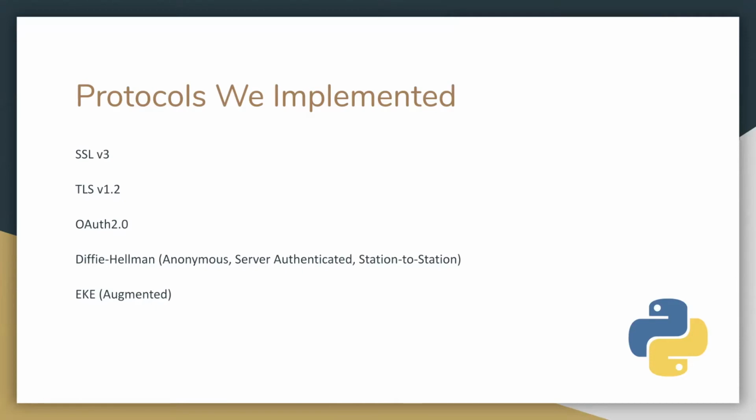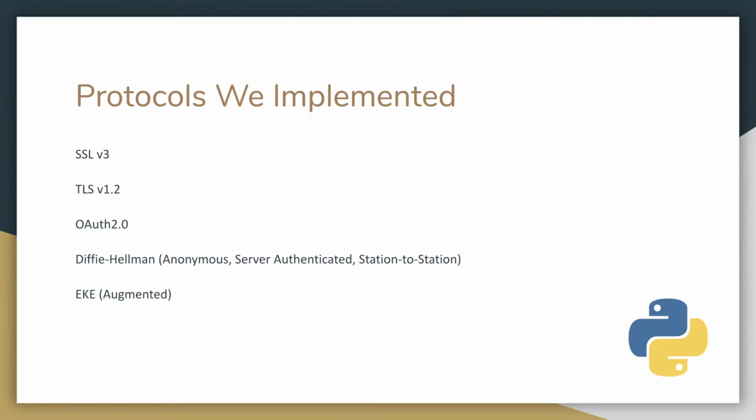For the OAuth 2.0 implementation that we did, the implementation connects to a Google authorization server to get granted an access token. And then with that access token, it goes to the Google API resource servers and downloads a file.